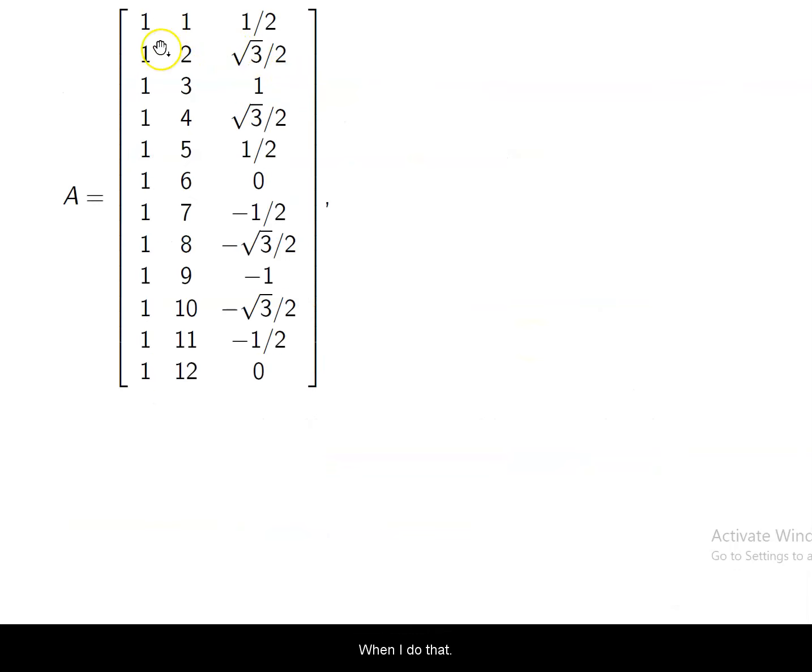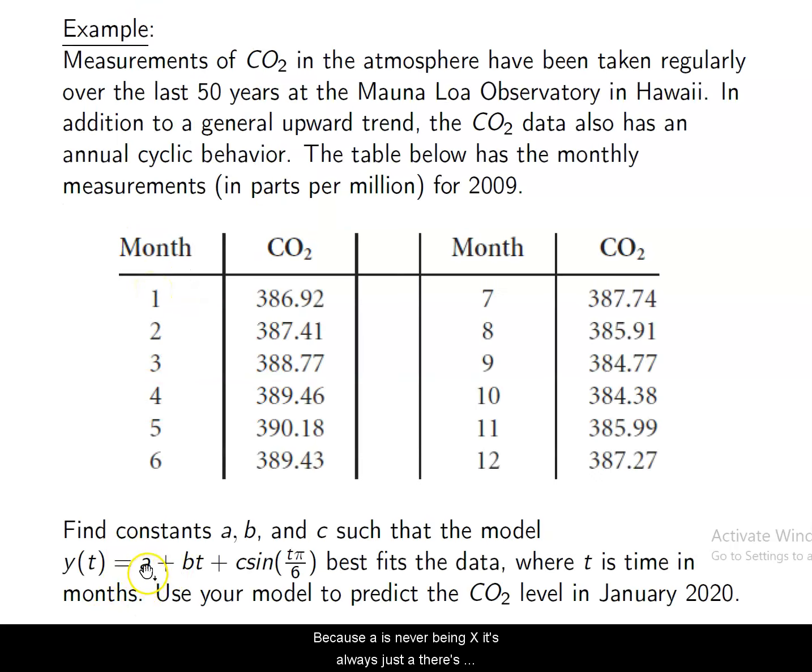So when I do that, okay, I get this matrix. So I'll let you do that on the side. You should get the same thing. So this corresponds to A because A is never being multiplied by anything. It's always just A. There's always one A there.